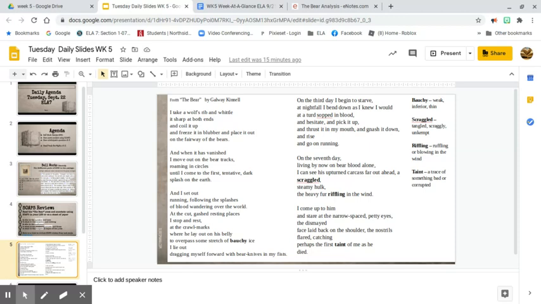On the seventh day, living by now on bear blood alone, I can see his upturned carcass far ahead, a scraggled, steamy hulk, and the heavy fur rifling in the winds.